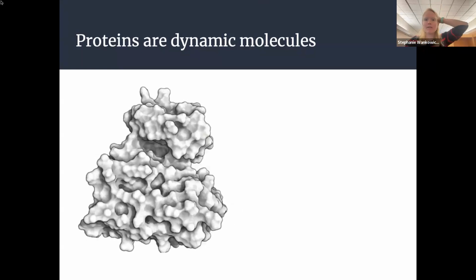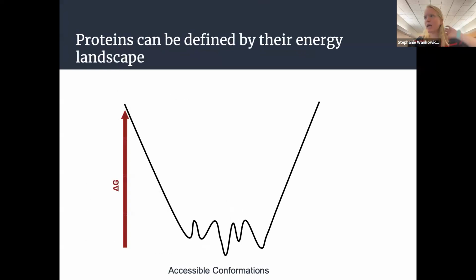Proteins can be defined by their energy landscape. Here is an energy landscape with the x-axis being accessible conformations, the different states that the protein accesses, and on the y-axis is energy. Higher on the axis indicates higher energy states, and lower indicates lower energy states.